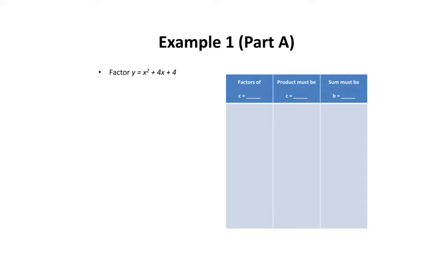In our first example, we want to factor a parabola in standard form. First, let's identify the values of a, b, and c. The value of c is positive 4, and the value of b happens to be also positive 4. Let's begin by listing some factors of positive 4. Let's start with the obvious, 1 and 4. Well, 1 times 4 is 4, and 1 plus 4 is 5.